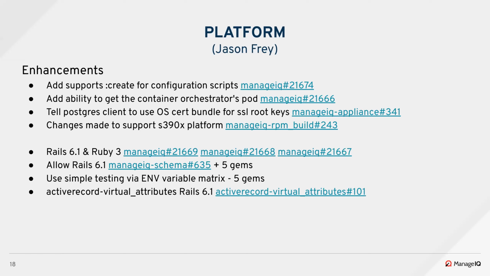And that testing then was added to those gems so that we can test on multiple versions at the same time. And then a big change was made to active record virtual attributes to move it to Rails 6.1. And we've also changed the way we release that gem so that it aligns with Rails directly, and then we don't have to support multiple versions of Rails at the same time because it's really complicated to do so. Next slide, please.